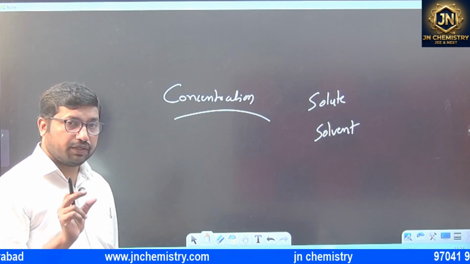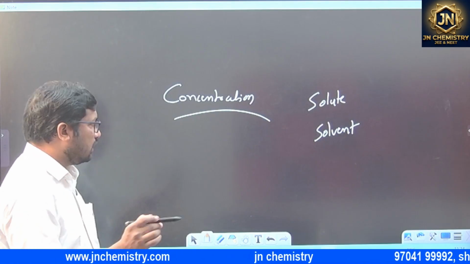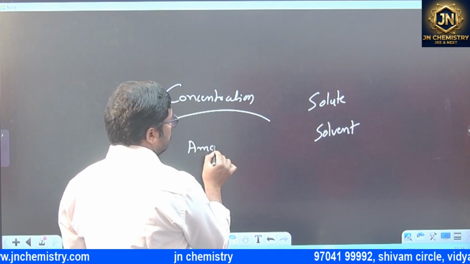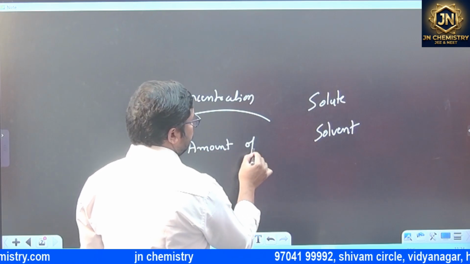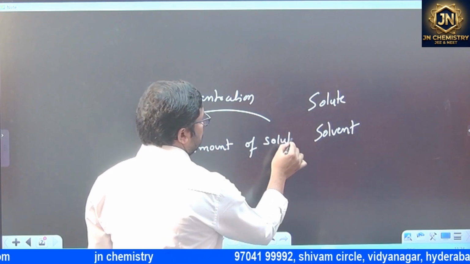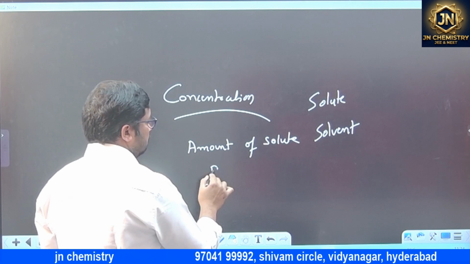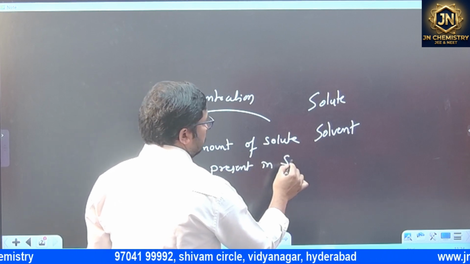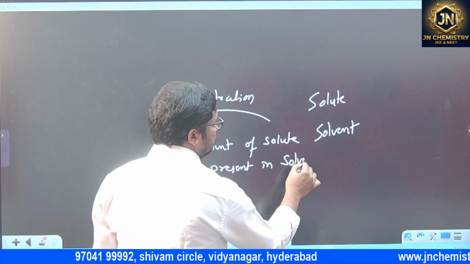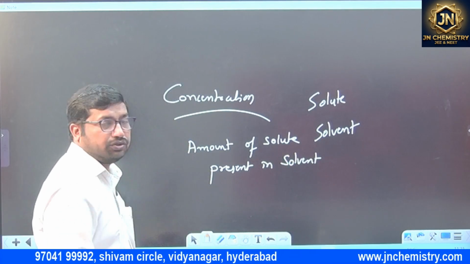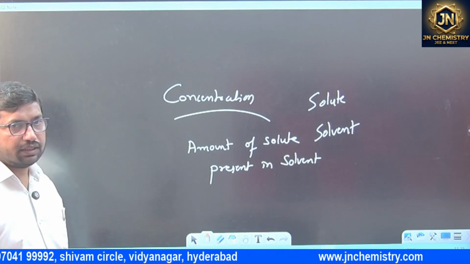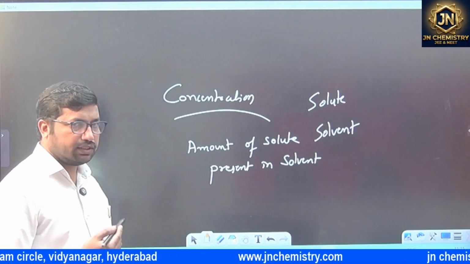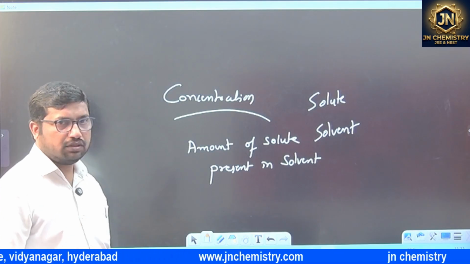How much amount of solute is present in the solution. Write it down. The amount of solute present in solvent, or we could say solution, we call it concentration. If it is less amount of solute, it is low concentration. More amount of solute, more concentrated solution.